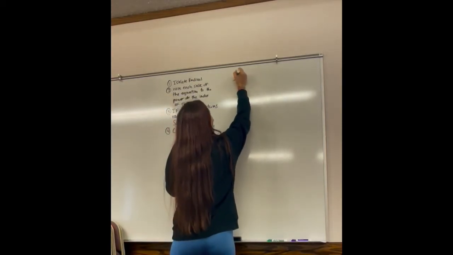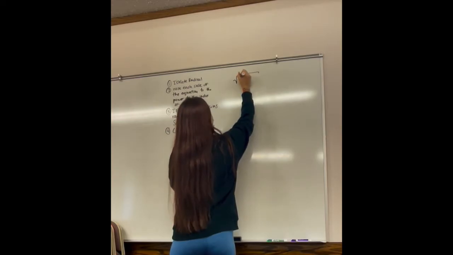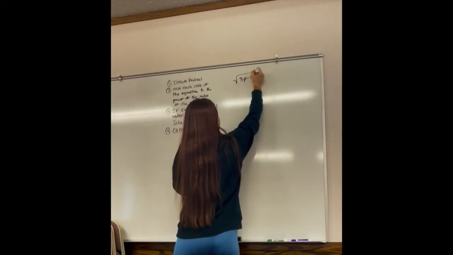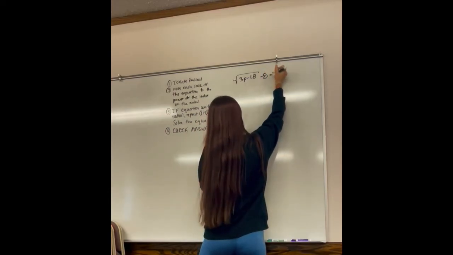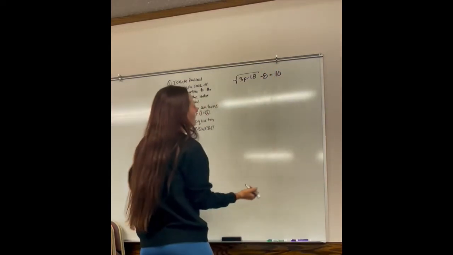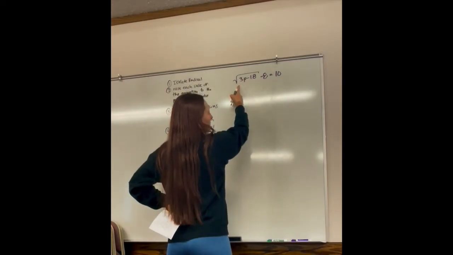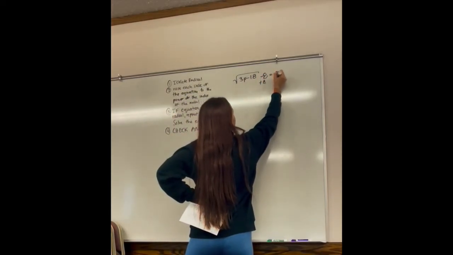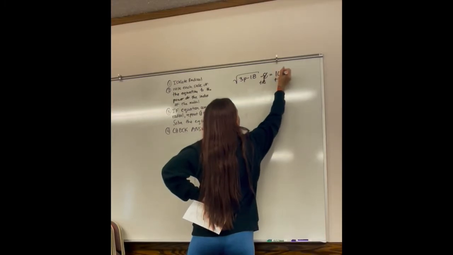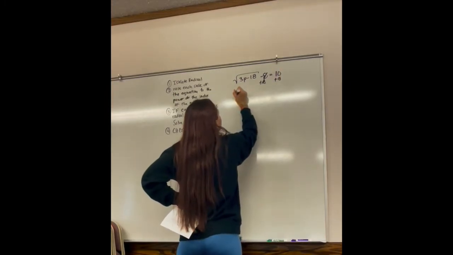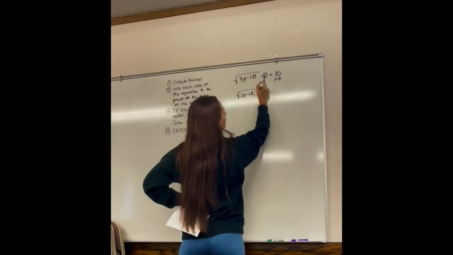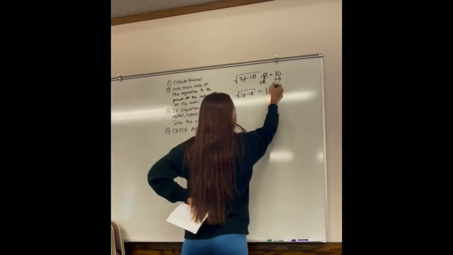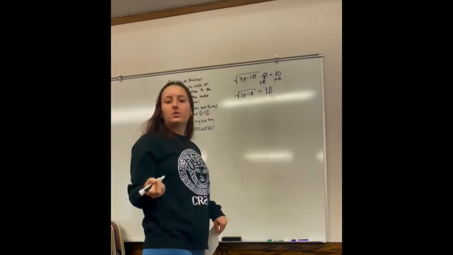Okay, so I have the square root of 3p minus 18, minus 8, is equal to 10. So to get the radical alone, I'm going to add 8, and then it's going to be the square root of 3p minus 18, which is equal to 18. Now I'm going to square each side.